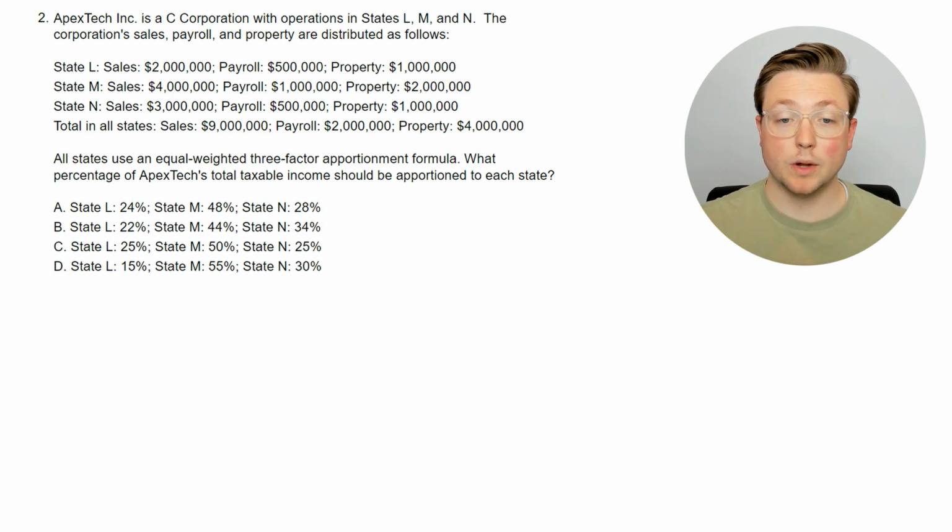Okay, we don't really know what this equal weighted three-factor apportionment formula is, so let's go ahead and look at the answer to learn how this is typically done. One note I want to make, different states can have their own apportionment rules. So unfortunately, in real life, there's a whole bunch of different rules, but there is a typical formula that a lot of states use, and this is the one that you're most likely going to see on the CPA exam, and that's what we're going to look at in the answer here.